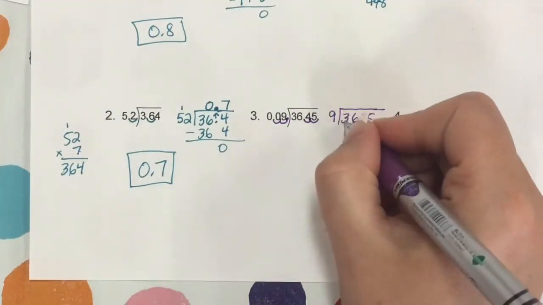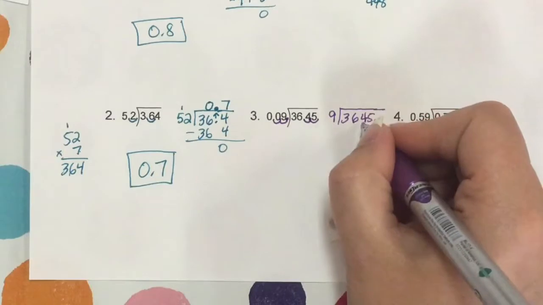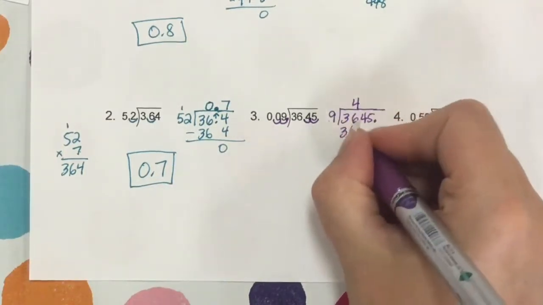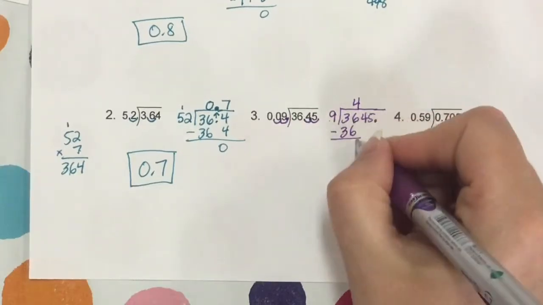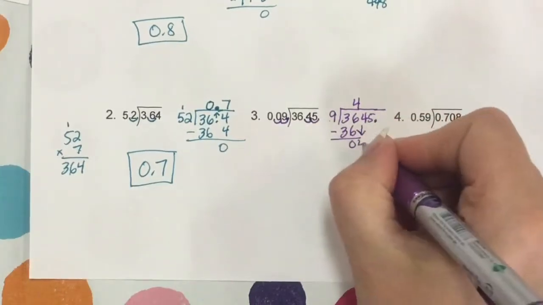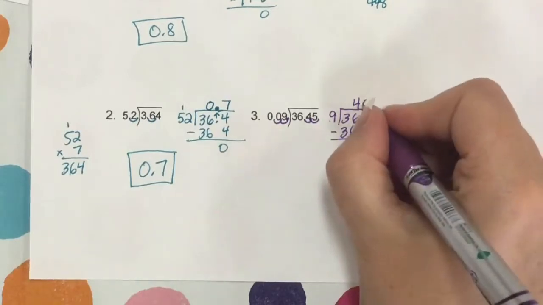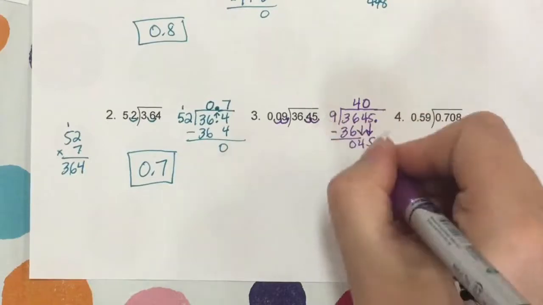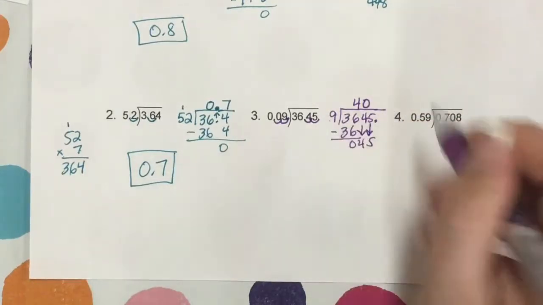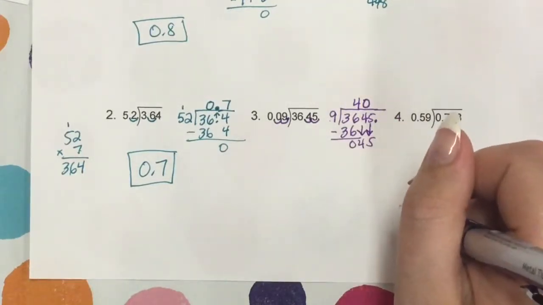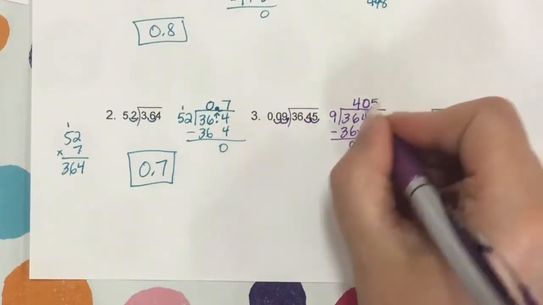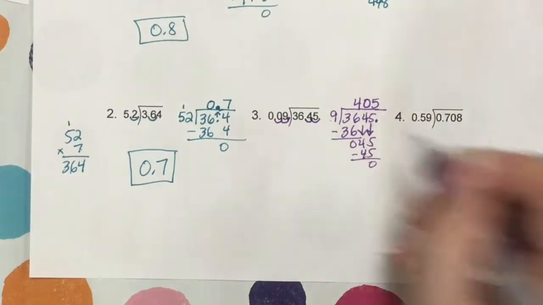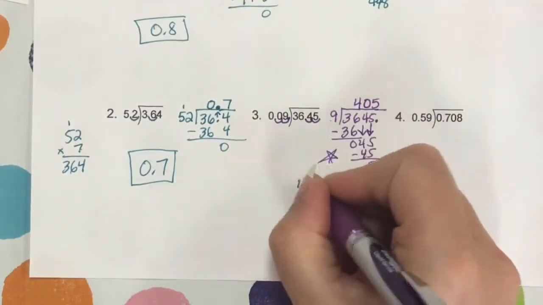Does 9 go into 3? No, it doesn't. Does 9 go into 36? Yes, it does. How many times? It goes in 4 times. 4 times 9 is 36, and then we subtract, and that is 0. We drop down the 4. Does 9 go into 4? No, it doesn't. So then we can just go ahead and drop down the 5. Does 9 go into 45? Yes, it does. How many times? It goes in 5 times. 5 times 9 is 45. And then there's no remainder. There's nothing else to drop. So we did it. That's the answer right there. 405.